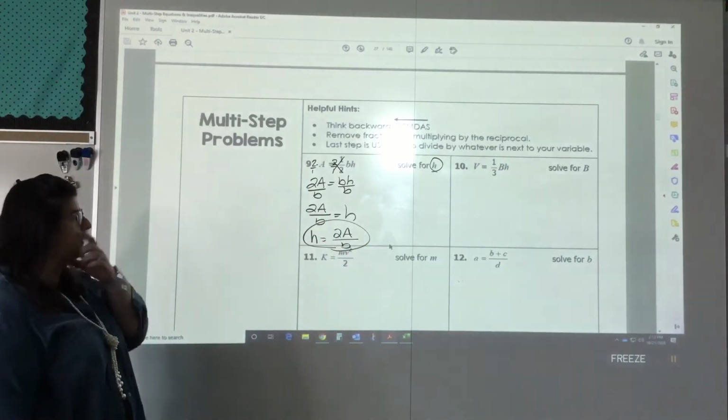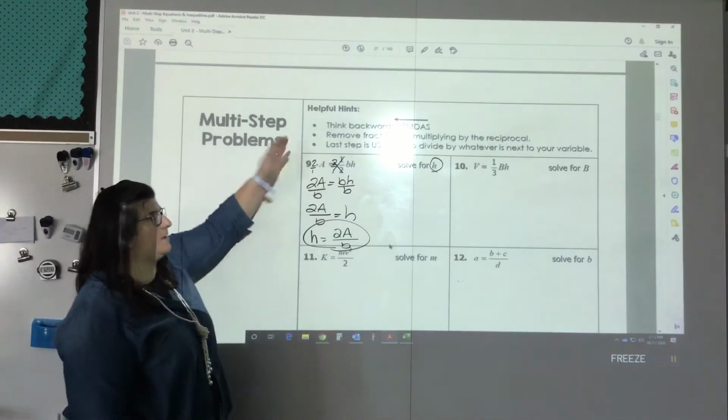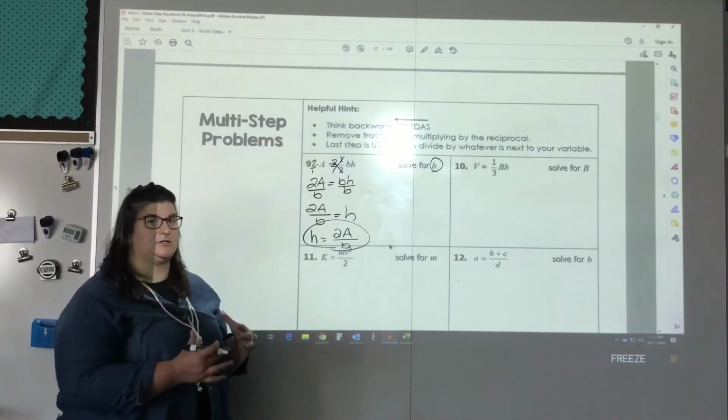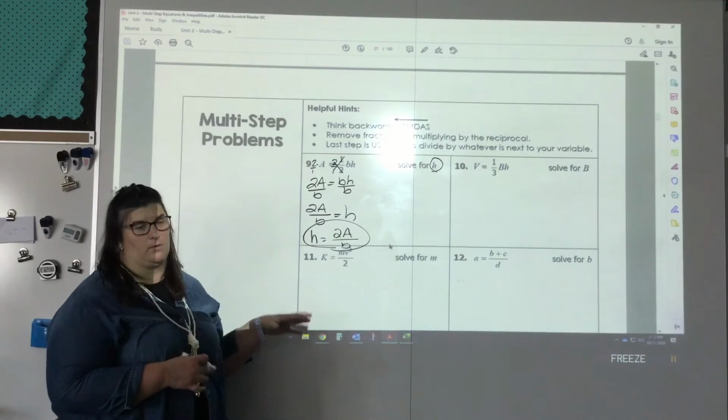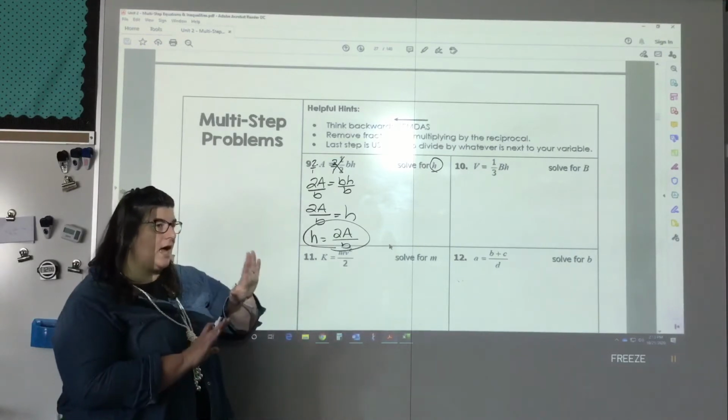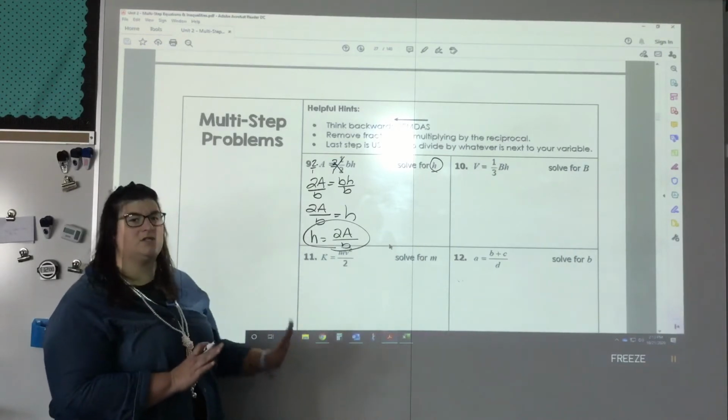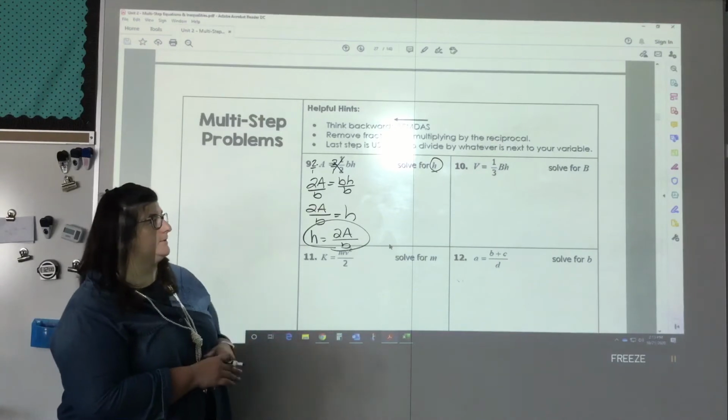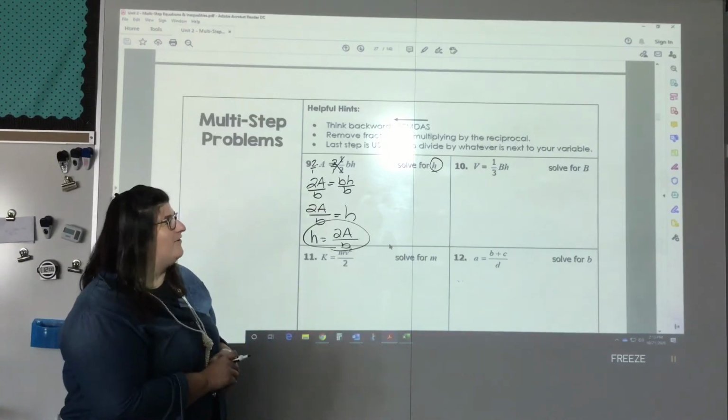Not bad. These are really helpful to think and process through because it's a lot of letters and a lot of operations happening at once. So this is where we just really need to stop, think, slow ourselves down, and just work backwards, okay? All right, here we go.